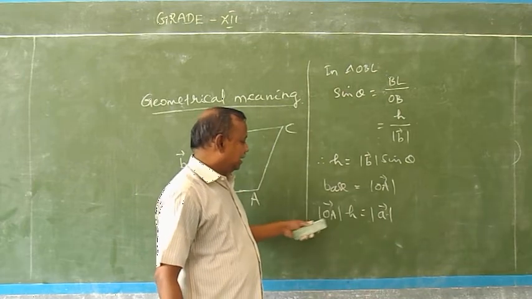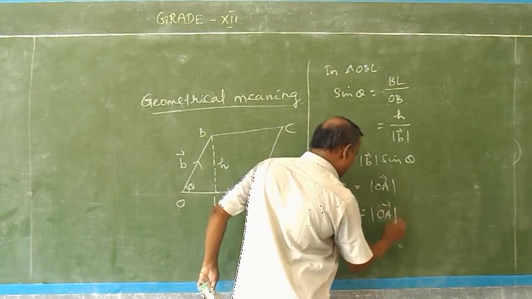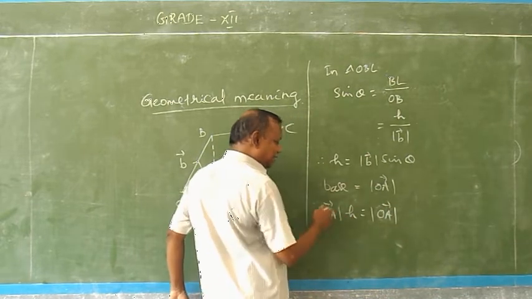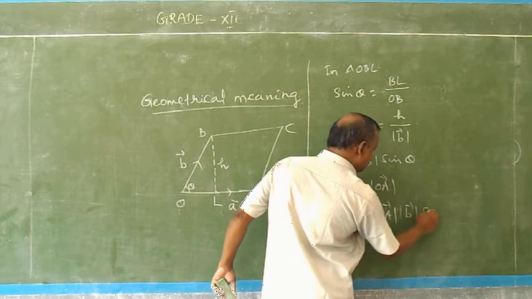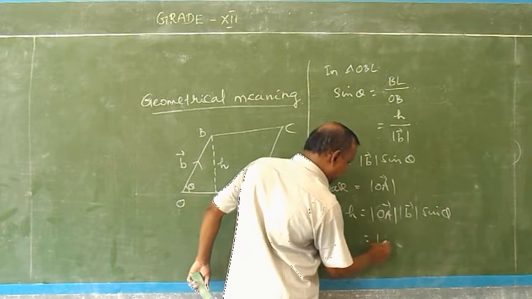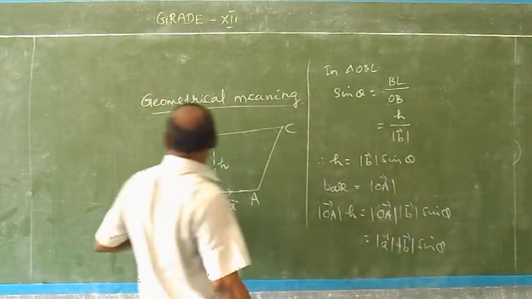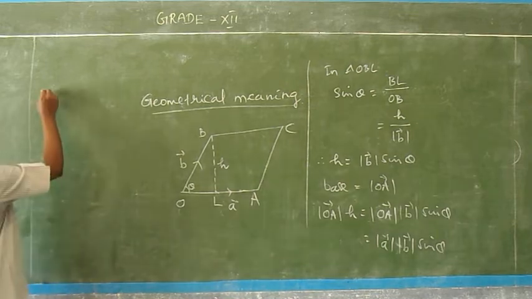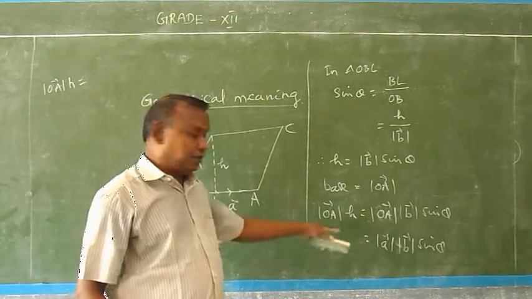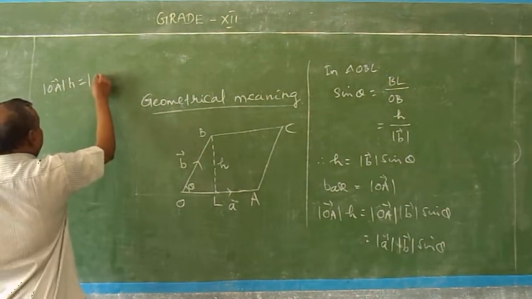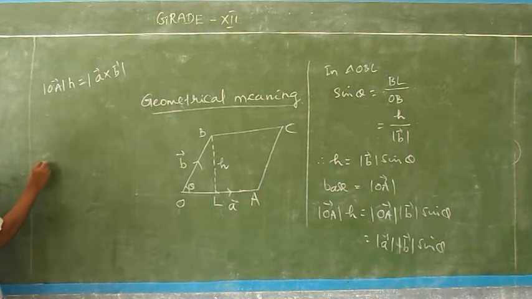Multiplying modulus of OA vector on both sides, modulus of OA vector into h equals modulus of A vector into modulus of B vector into sin theta, which is the magnitude of A vector cross B vector.